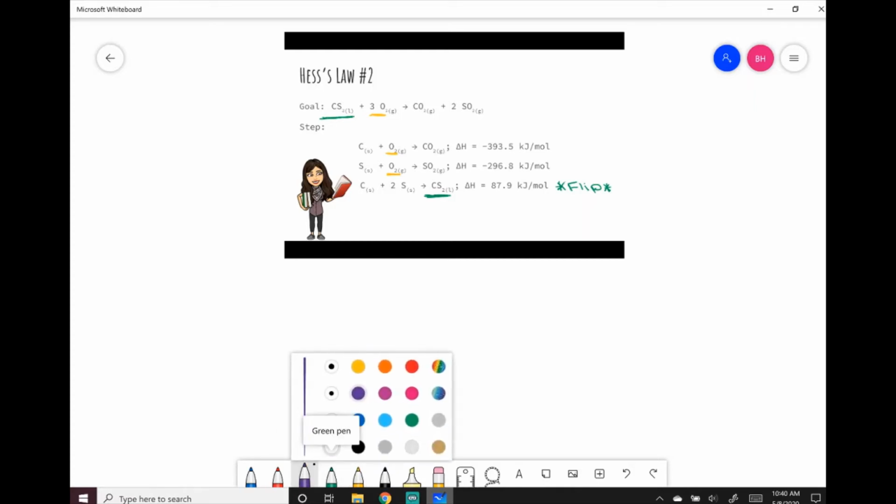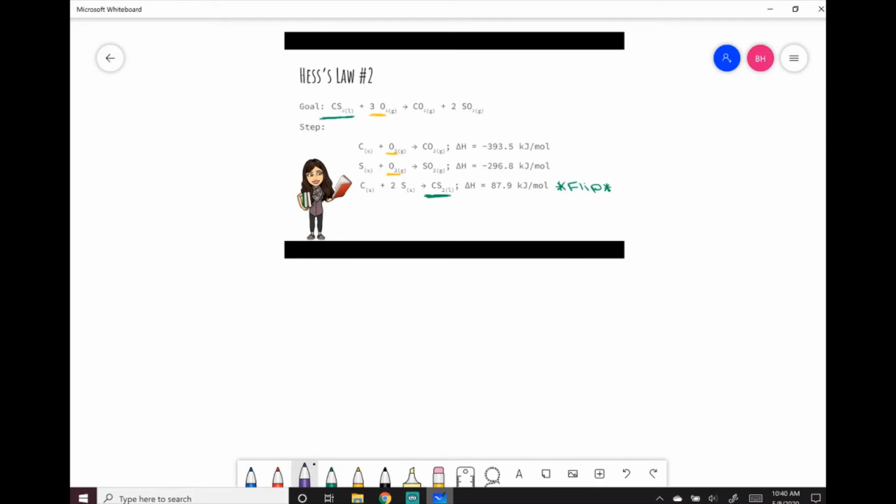So let's go ahead and look at the next one. I have carbon dioxide, 1 mole of carbon dioxide as a product. And so I look at my different steps and I see I have carbon dioxide right here. And I have 1 mole of carbon dioxide as a product in this reaction. So what that means is I need to keep this reaction. I'm not going to change it. So I'm going to keep that reaction.